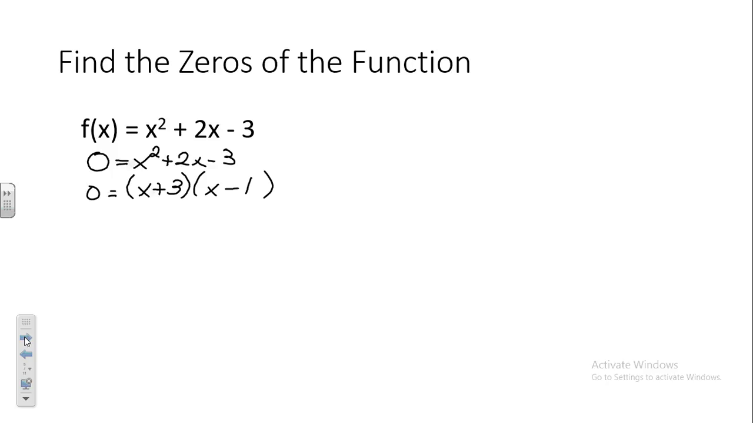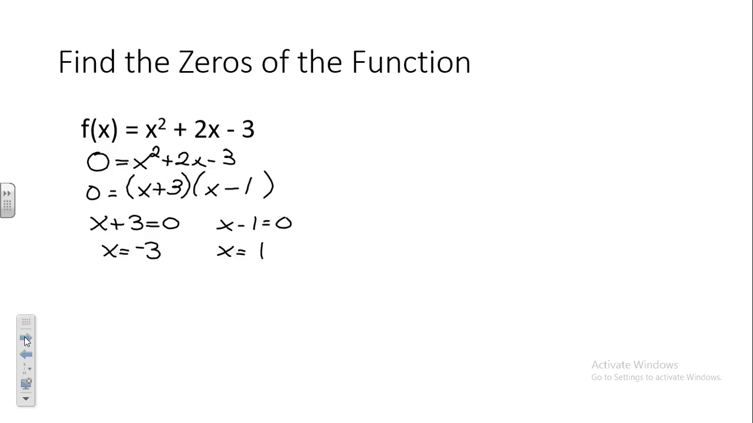So we factored it. Now how do we solve that? How do we find those values for x? Yep, set each parentheses equal to 0. If x plus 3 is 0, what's x? Good. And if x minus 1 is 0, what is x?